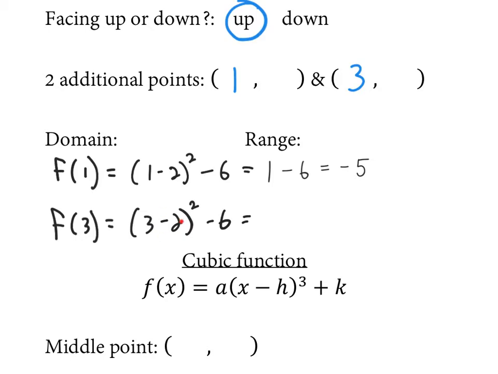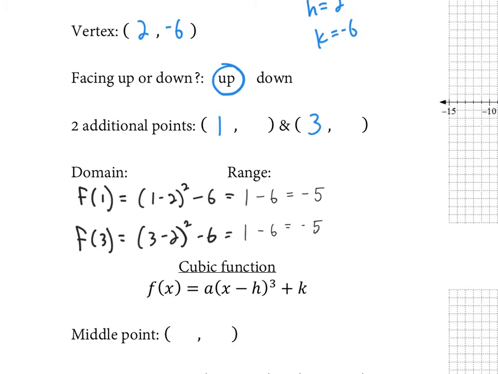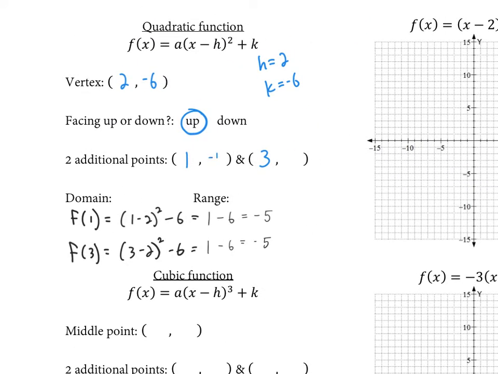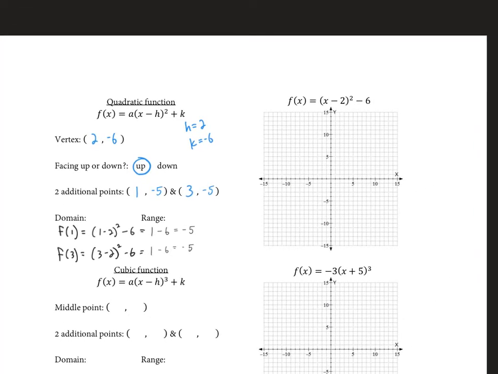Okay, for the other one, 3 minus 2 is 1. 1 squared, again, is 1. Minus 6 is negative 5 again. Okay, plug in 1, you get negative 5. Plug in 3, you get negative 5. So this is just like absolute value. For the 2 additional points, if you plug in h plus 1 and h minus 1, then you'll always get the same y value.